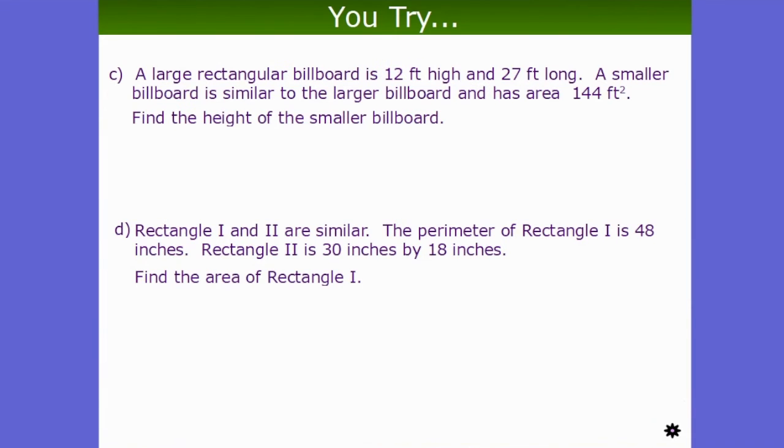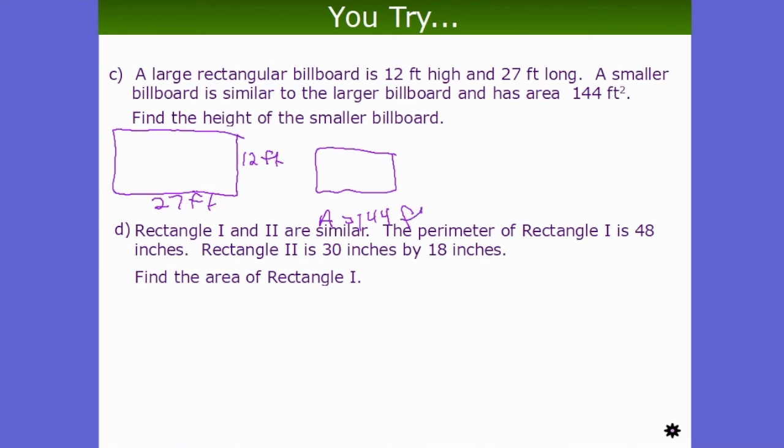Third example is actually quite a bit like the last one. We have a large rectangular billboard. It's 12 feet high and 27 feet long. And we have a smaller billboard, but it is similar, so it's the same proportion. And its area is 144 square feet. Want to find the height of that smaller billboard.